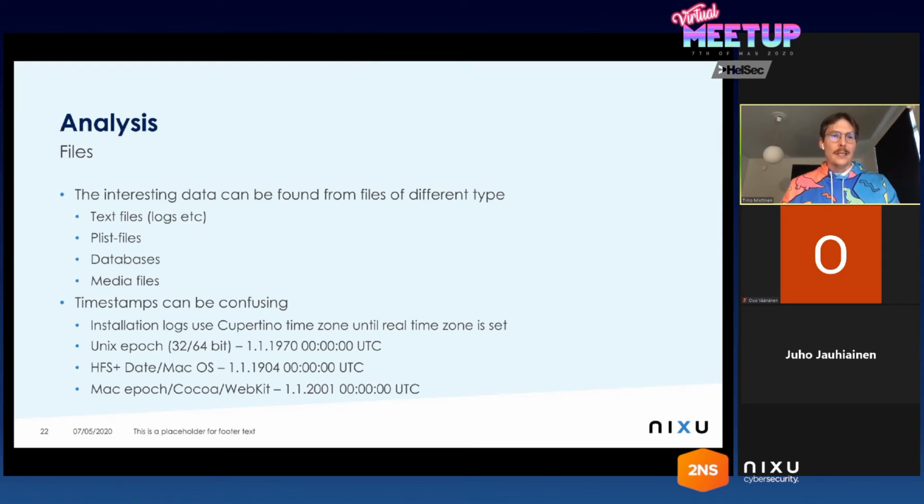And in installation logs, Cupertino time zone is used until the real time zone is actually set for the device. So if you take a look at the installation logs, and the installation is done in Finland, for example, at some point you will actually see just a jump of I don't know how many hours, 9-10 hours ahead for the timestamps, and you might be wondering what the heck is going on here if you don't know this.